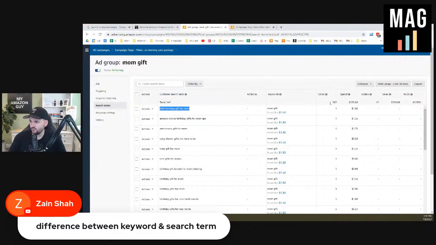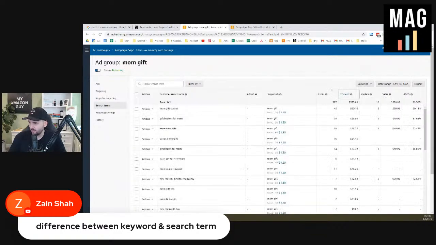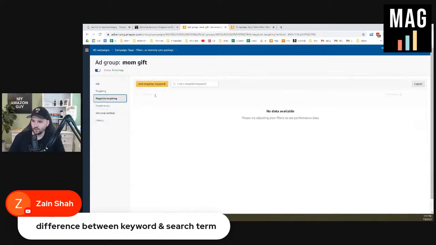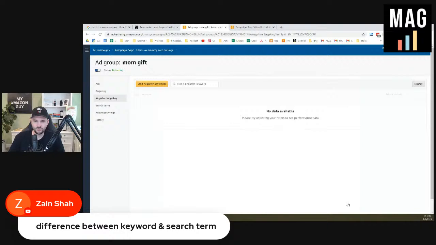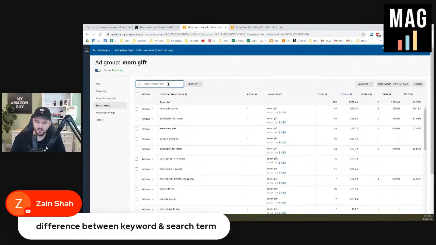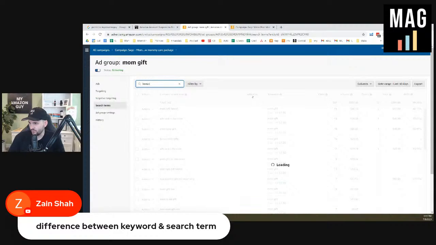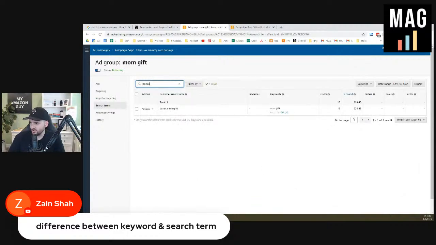And so if we try and sort this data to find a trend line, like where is the biggest problem right now? Spent $24 on the term bonus. And so bonus mom gifts, probably not going to work for me. So I'm going to head over to the negative keyword. I'm going to add the word bonus in, and I'm going to negate it. That means for the next 30 days, I'm going to save $24 minimum every month because I negated that word that didn't work. And that was just one keyword, right?